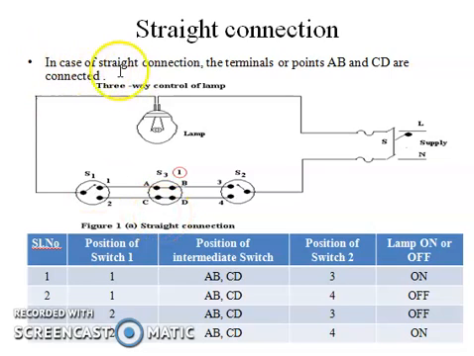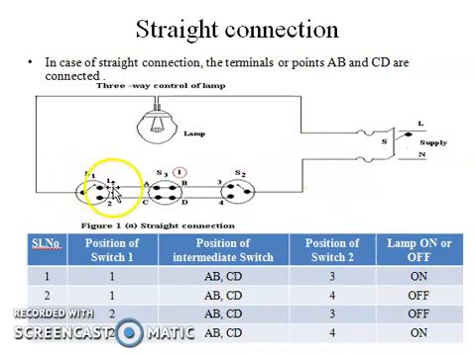In the straight connection, as I said, two-way switches are coupled. AB and CD are two-way switches. They are coupled, so it becomes an intermediate switch. So here AB and CD are connected in a straight way: A and B are connected, C and D are connected in a straight way. That's why it is called a straight connection. Now in the straight connection, let us see when the position of the switch is at one position, then at position number 3. There is intermediate continuity, and the lamp remains in on condition.